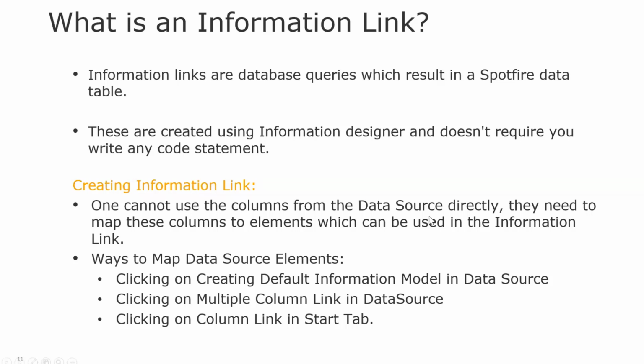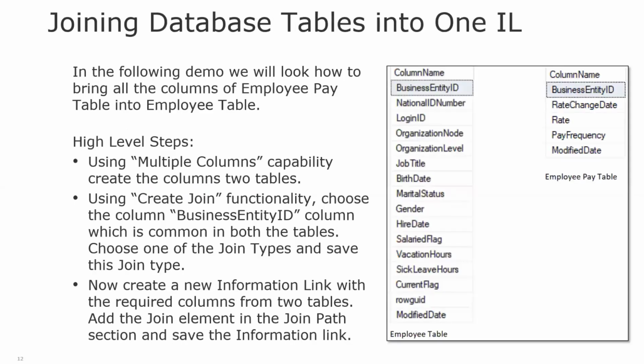You need to map these columns. And there are 3 ways we can map these data source elements, which I'll show you in the demo following. I would also talk a little more about joining different database tables, and then I'll give you a demo on how we can create the information links and how we can join 2 different tables into one information link.